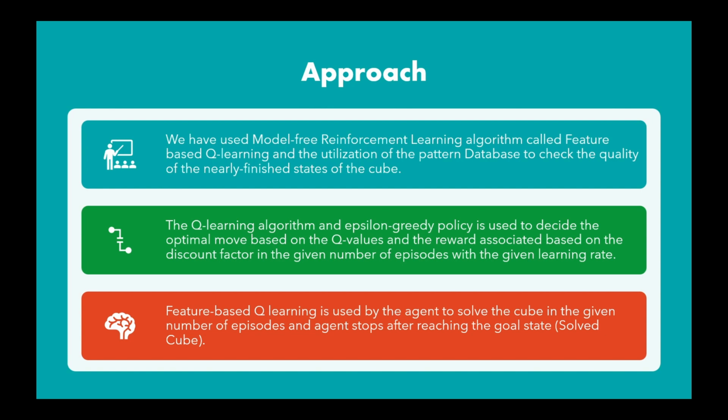The learning rate, number of episodes, epsilon, and discount factor are given to the agent to perform the action and to select the next action. To select the next state, it calculates the Q value for each state, and the reward is calculated for each state, and the best state with the maximum reward is chosen as the next state.